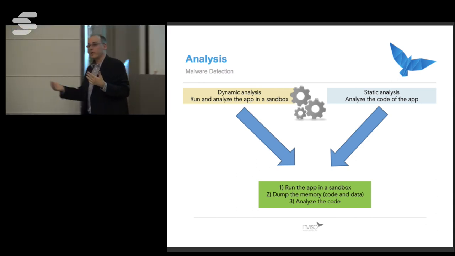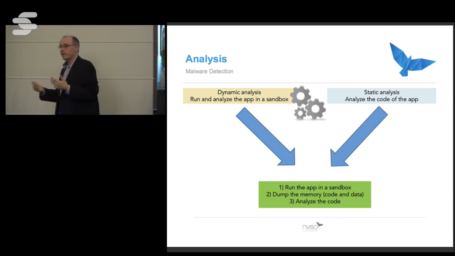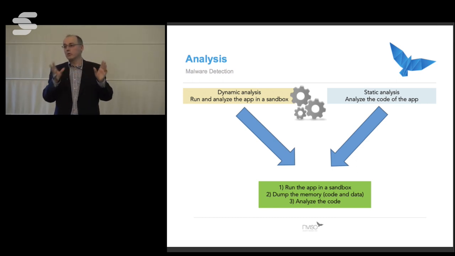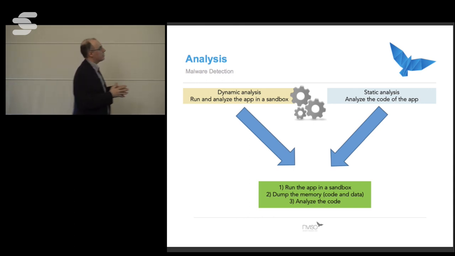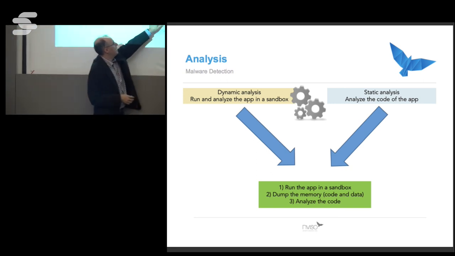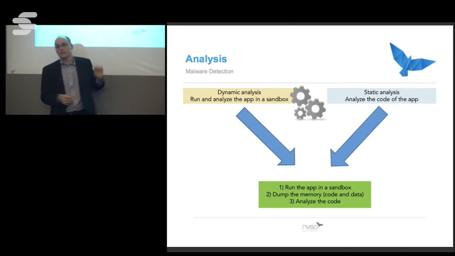It is running in memory. And most of the time, when it is obfuscated or packed or encrypted, in memory it is no longer obfuscated. In memory, it is clear code. There are exceptions, but it is clear code. So then the idea is to dump the memory and then analyze the code that you find in memory.